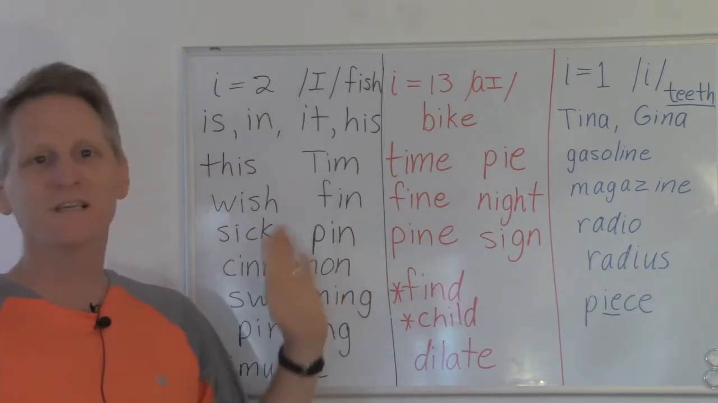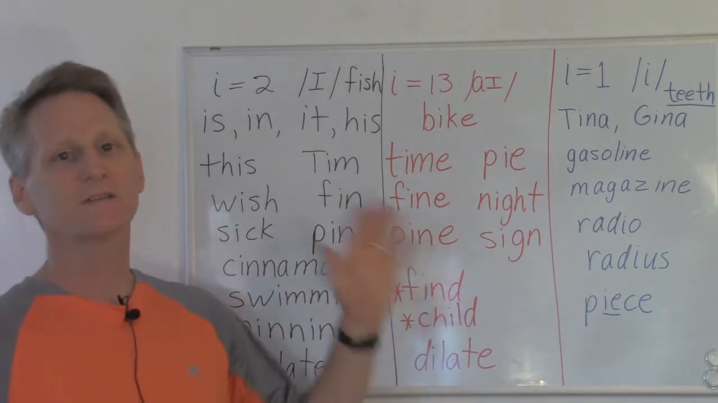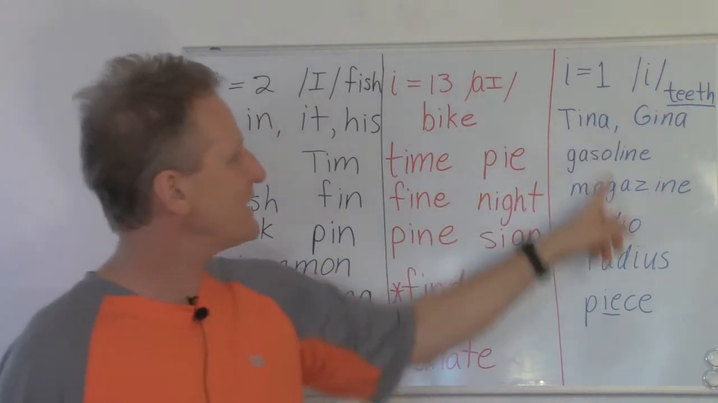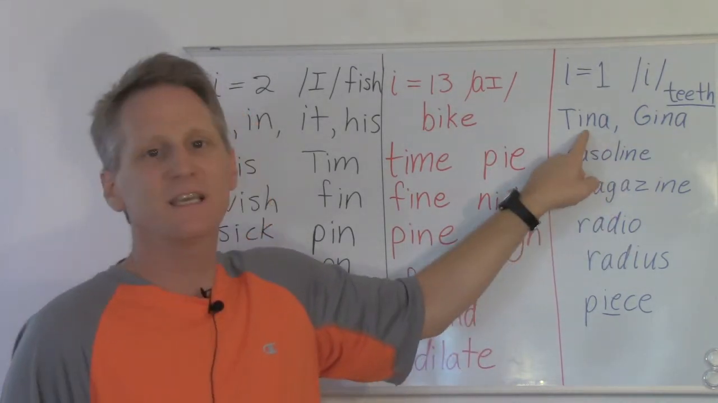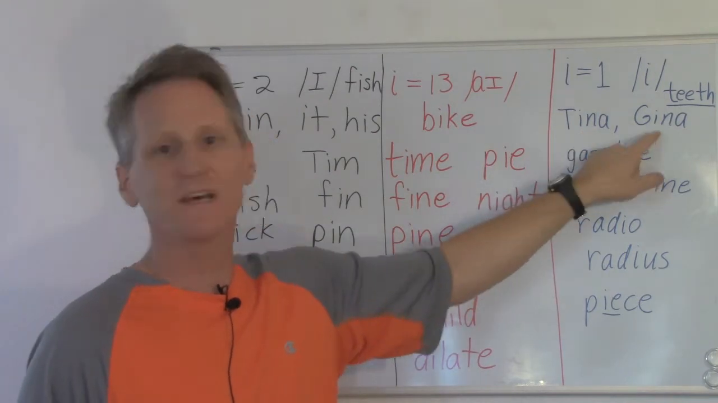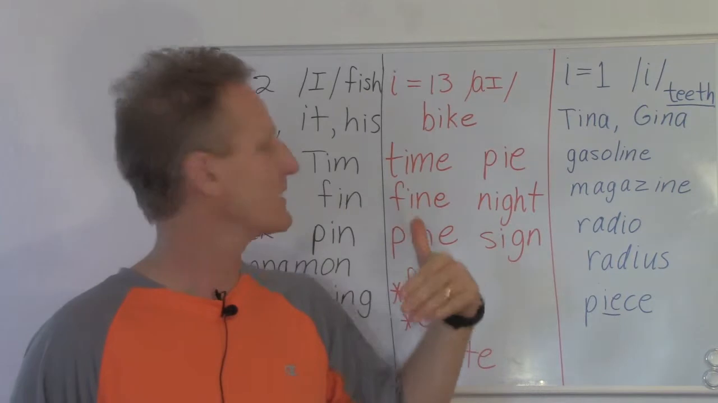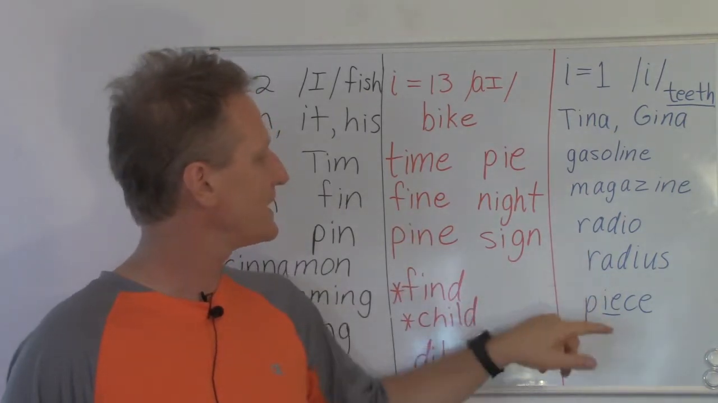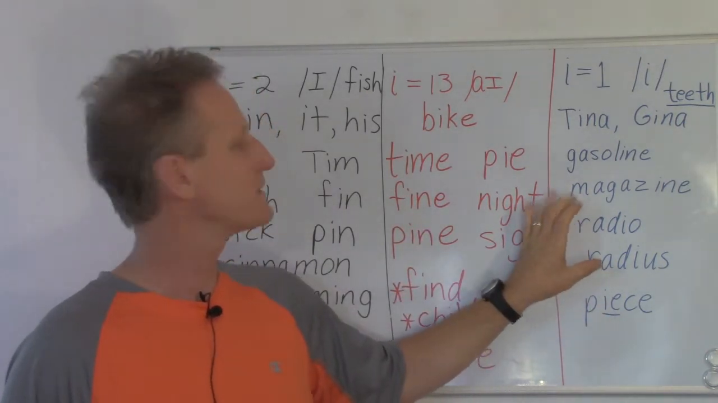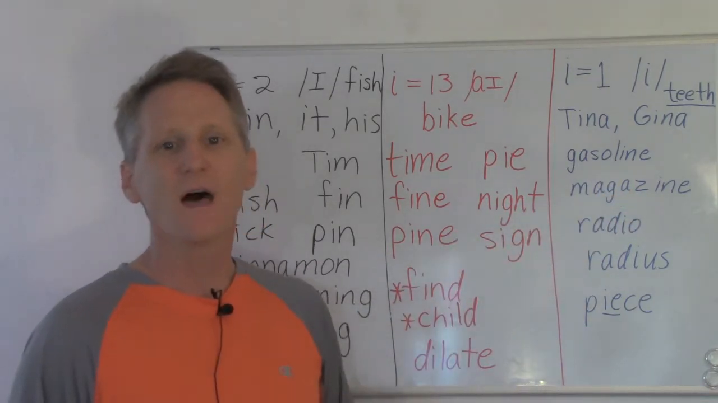Okay? Now let me say something about the spelling. How does one know if we're going to pronounce /ɪ/ or /i/? You'll notice this is Tina. It's from maybe the name Christina. Gina is from the name Regina. These are basically foreign words that have come to English. Radio, radius, also basically foreign words. Gasoline, magazine. Notice they're kind of technical. I don't know.